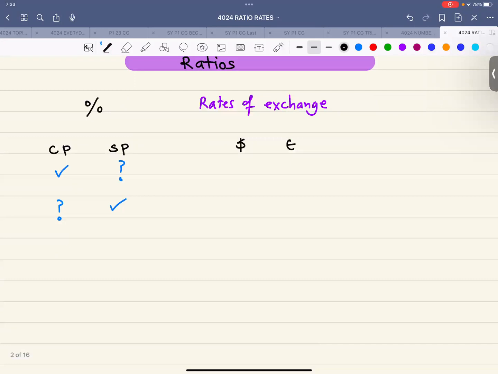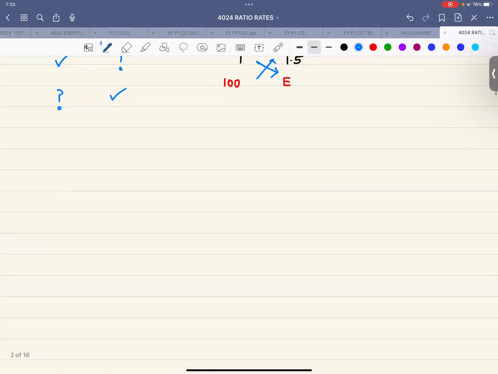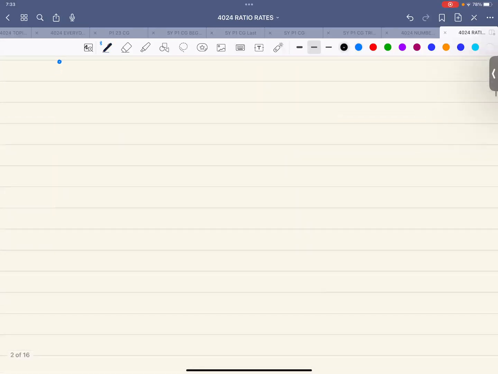For example, we were dealing with dollars and euro, and there was a certain value given, that $1 equals 1.5 euro. I'm just giving you an example. So how much is $100 worth? We say it's E, and then we again apply the concept of ratios. Now, based upon the same principle, we can do many other questions.